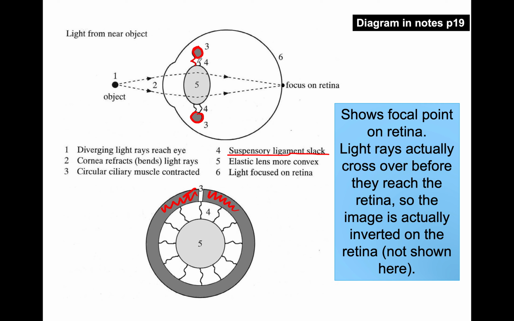Okay, we can see that in that top image, number 4, the suspensory ligaments slackening, and number 4 here, becoming slack as well. So there is less tension on the lens, and the lens, due to its elasticity, will return to a more spherical shape. As it's more spherical, we get greater convergence, focusing those diverging rays of light onto the retina.